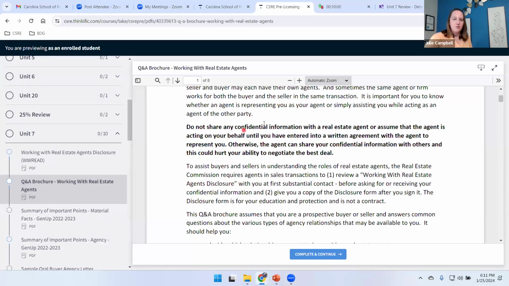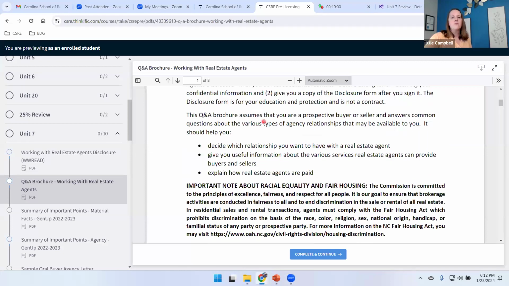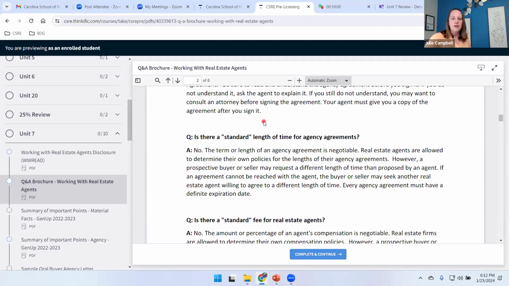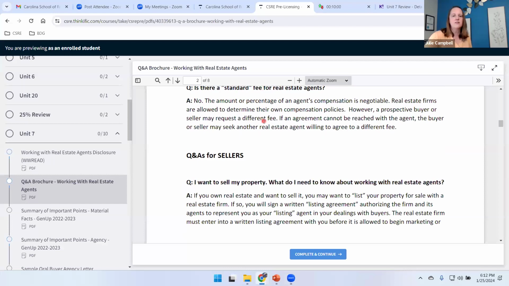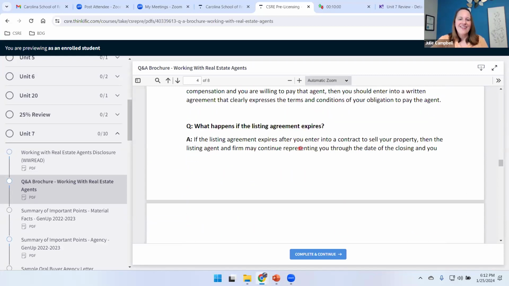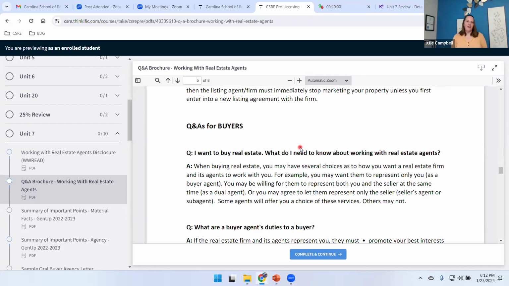So again, we talk about this, don't share anything confidential with me. Important, I'll let you guys read this. It defines agency. What is an agency agreement? I'm just going fast, I know, because you guys need to spend some time with this. And then it gets into Q&A specifically for sellers. So when you're talking to a potential seller, maybe you're trying to get a listing, this is the section you focus on because it explains agency as it relates to the seller. Once we talk to the seller, then we've got a Q&A section just for buyers. So you tailor these conversations depending on who you're talking to and what scenario you're in.